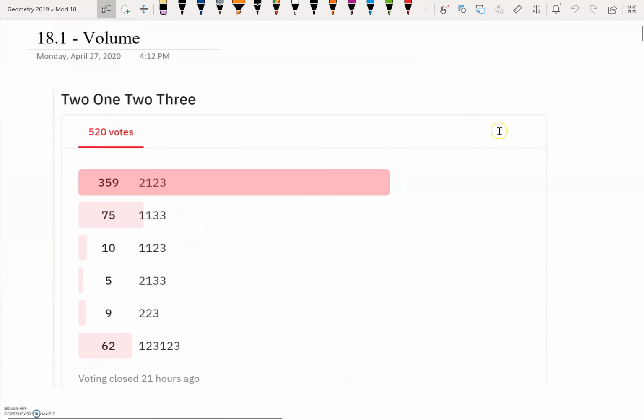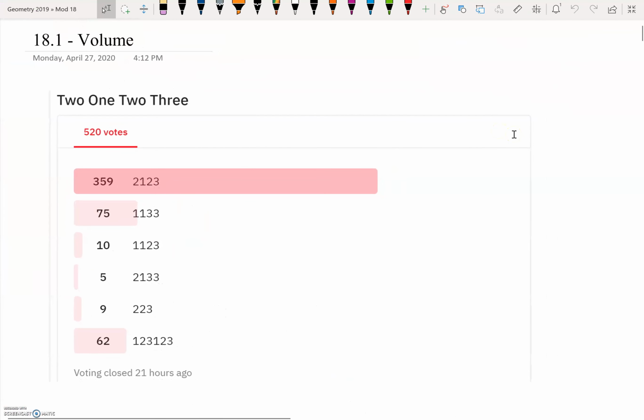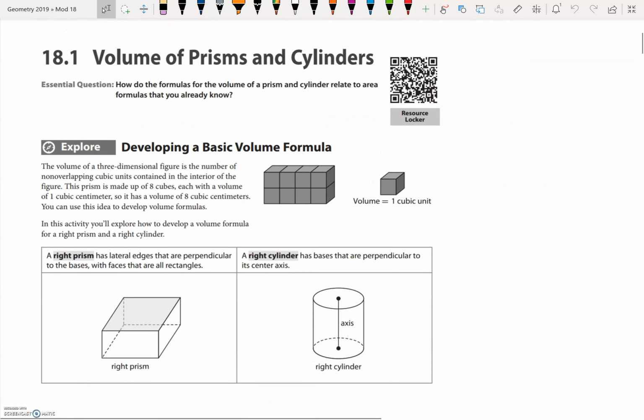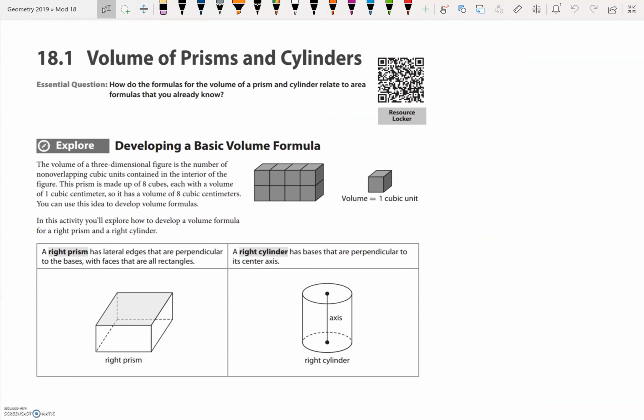Okay, today we are going to be talking about volume. So in Module 18, we're going to be talking about volume. 18.1 is the volume of prisms and cylinders.